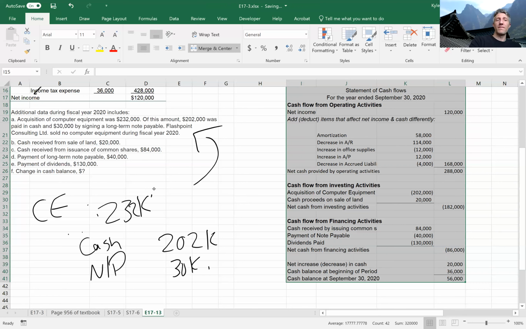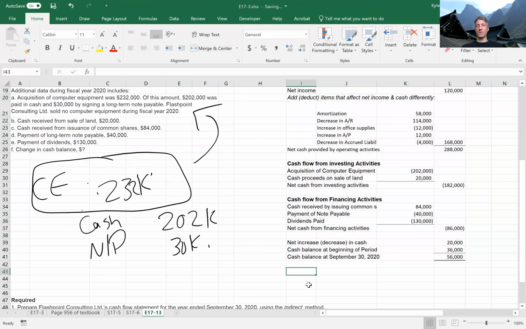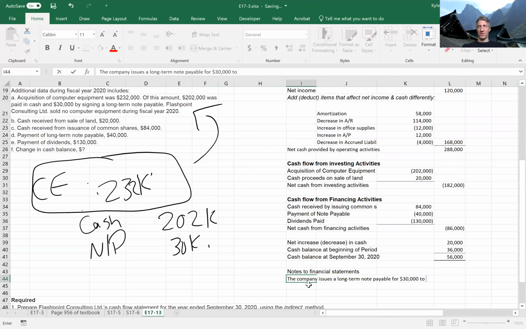So since they didn't pay for the computer equipment entirely with cash, they would have to disclose in the notes to the financial statements that, it would say something like, the company issued a long-term note payable for 30,000 in partial payment for computer equipment, something to that effect. And now we're completely done with this problem.